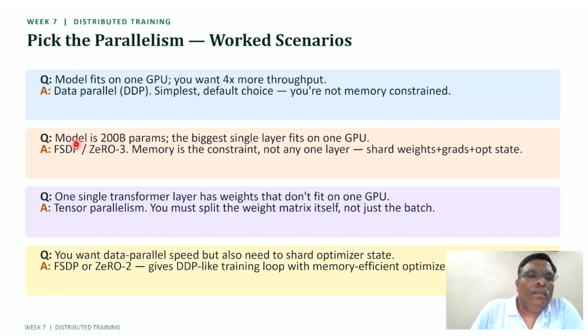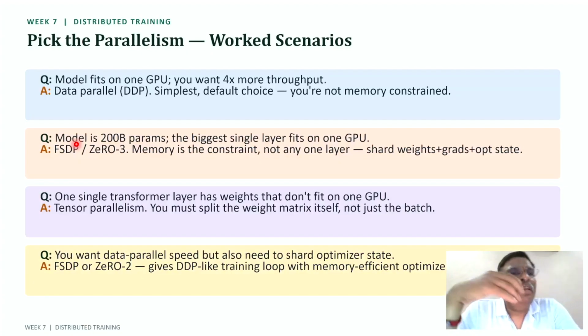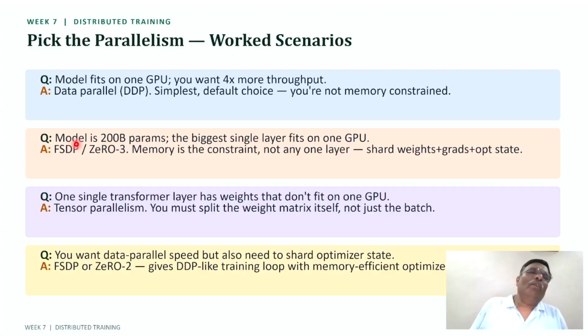There are certain work scenarios wherein the basic idea is to understand: if the model fits on one GPU and we want 4x more throughput, what are we going to use? We will use data parallelism, right? We are not memory constrained, so we will use data parallelism. If the model is 200 billion parameters and the biggest single layer fits on one GPU, then memory is constrained, not any one layer. So shard the weights plus grads plus optimizer states.